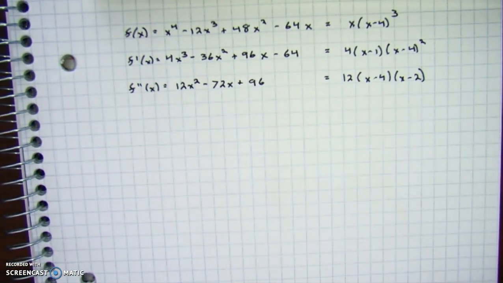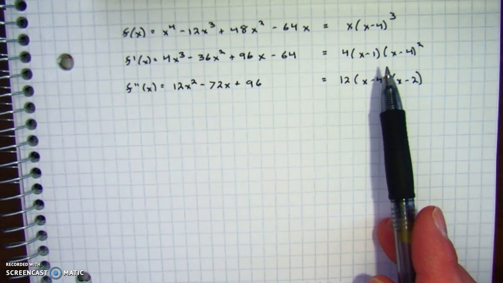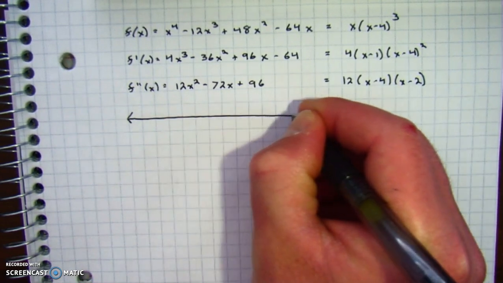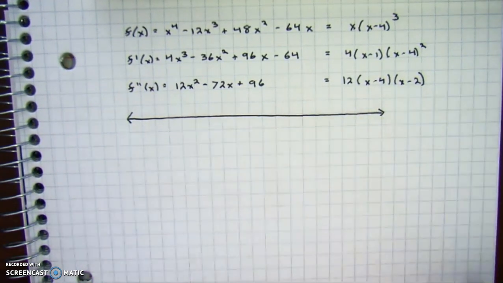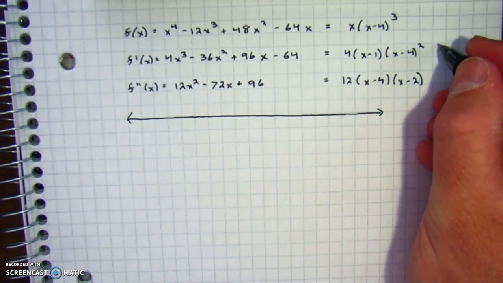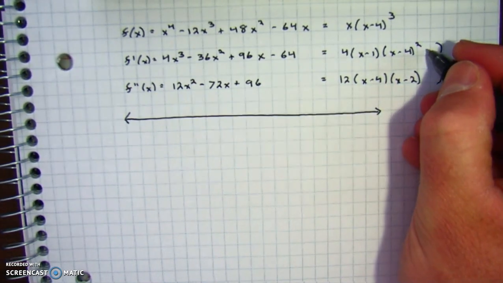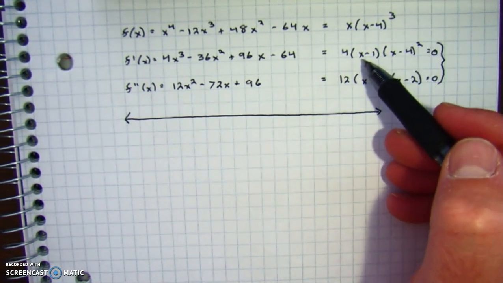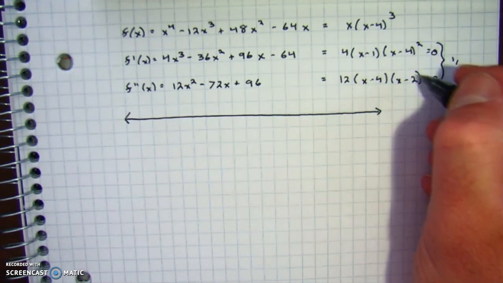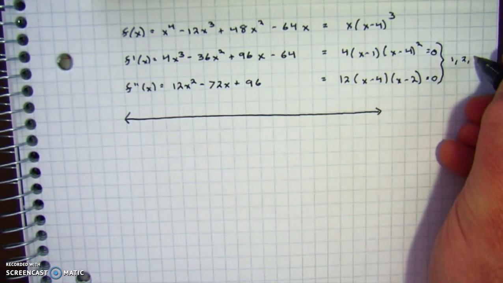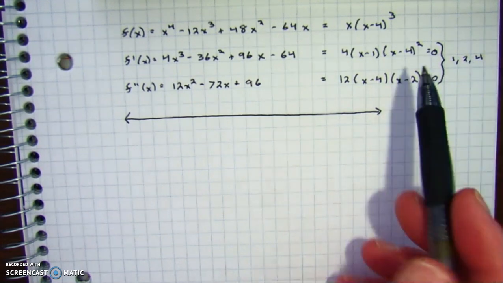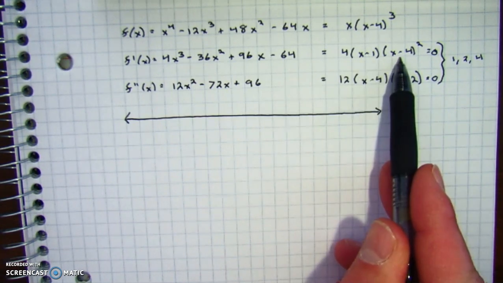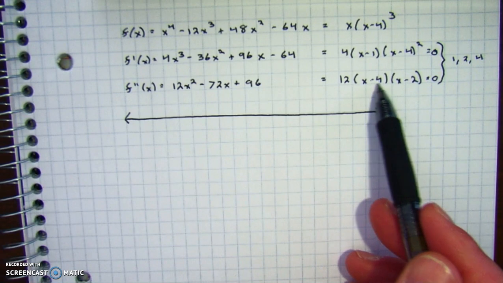All right, so here we're going to look for points of interest. And I'm going to draw a little number line here to help us get organized. Looking at these two equations, we want to find out when each of them is equal to 0. Well, that is 1, 2, and 4. Those are my points of interest, because the first derivative equals 0 at 1 and 4, and the second derivative equals 0 at 4 and 2.